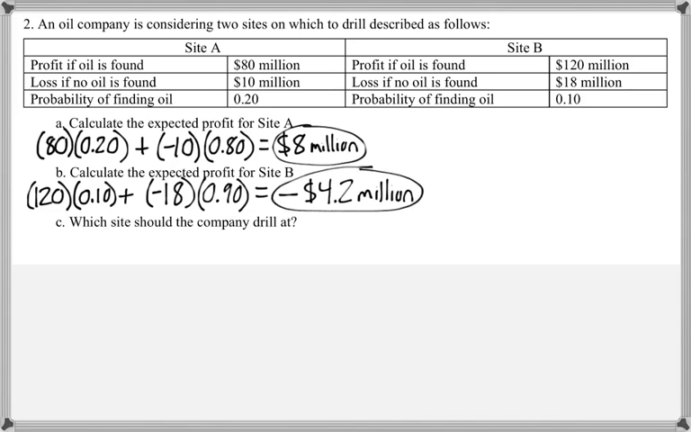So the company should drill at Site A. So it's interesting because Site B had a much higher profit if oil was found. However, it also had a higher loss if oil was not found, and the probability of finding oil was less. So that's why its expected value was less. So because Site A has the higher expected value, that's where they should drill.